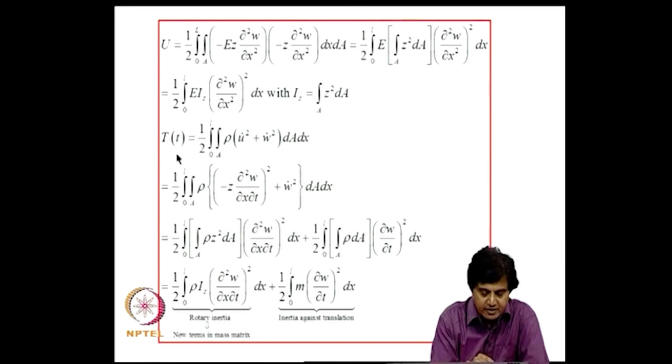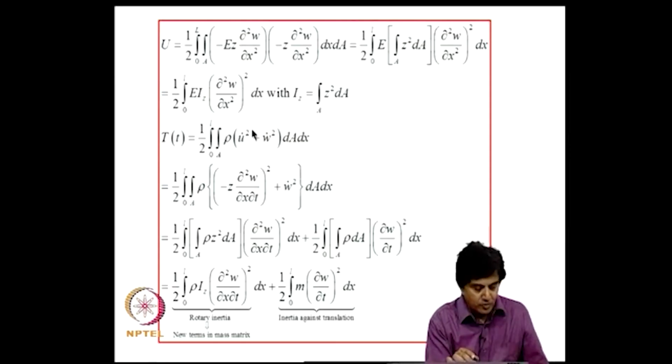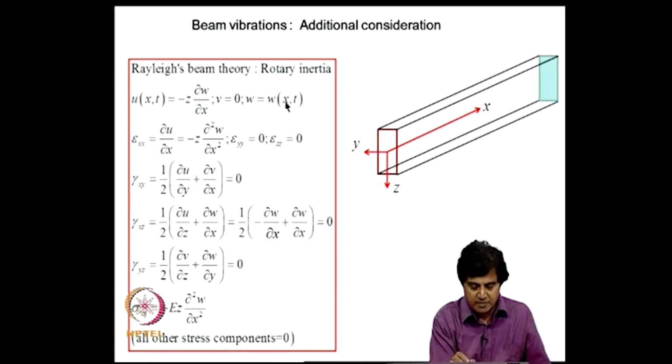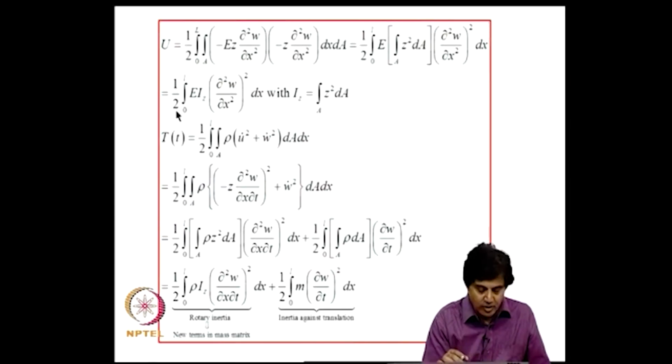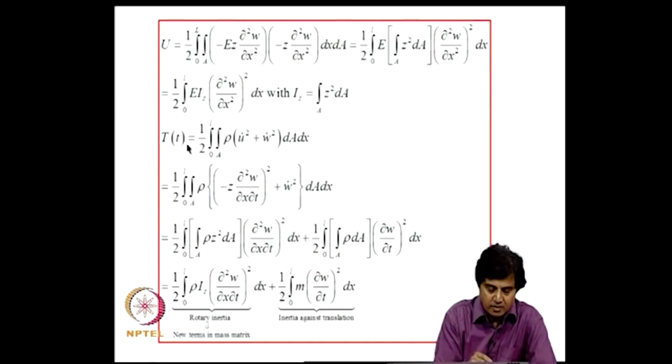In computing kinetic energy in the classical Euler-Bernoulli beam theory, we have not included the contribution from u dot square. If you look at the displacement field, this is the assumed displacement field. So, when it comes to computing kinetic energy, we are considering velocity only associated with w; we are not worried about u dot. Now, if you include that, this will be the kinetic energy. Now u is z ∂w/∂x, therefore u dot will be ∂²w/∂x∂t. If you substitute that into this expression, I get this.